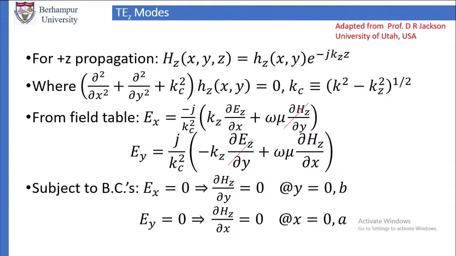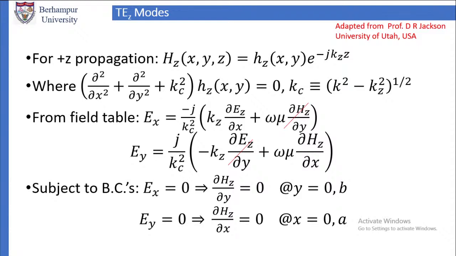Now, from the field table, you know what Ex and Ey will be. Ex is equal to minus j by kc square into kz dou Ez by dou x plus omega mu dou Hz by dou y. Hz is equal to 0, so that part will cancel out. Similarly, Ey is equal to j by kc square into minus kz dou Ez by dou y plus omega mu dou Hz by dou x. Here too the Hz part cancels out because Hz is equal to 0.